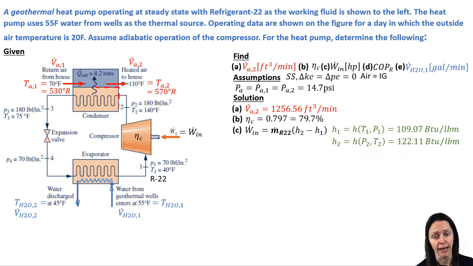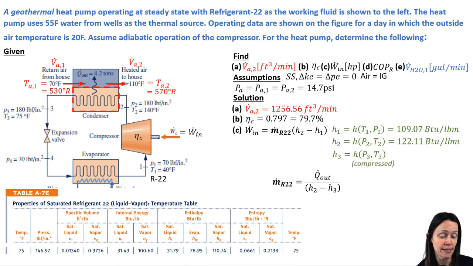So in order to do that, I am going to choose to analyze my condenser because I'm given the rate at which heat is leaving that condenser. So I just rearrange. If I apply my first law to that control volume, I get a definition for Q dot out, and I just rearrange things to solve for m dot R22. I do need to figure out what H3 is, and I see that it is compressed because at 75 degrees Celsius, it looks like my saturation pressure is 146.97 psi, and my pressure is 180, so it's higher, which means yes, I'm compressed.